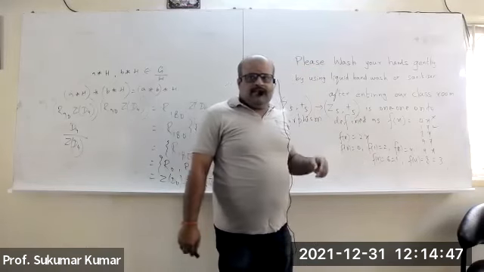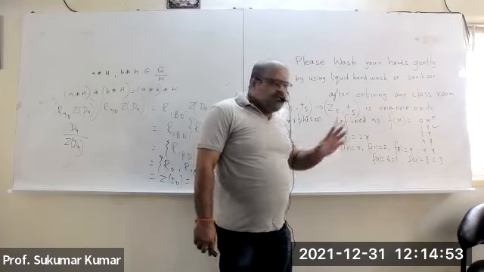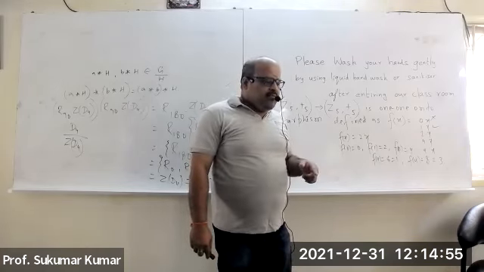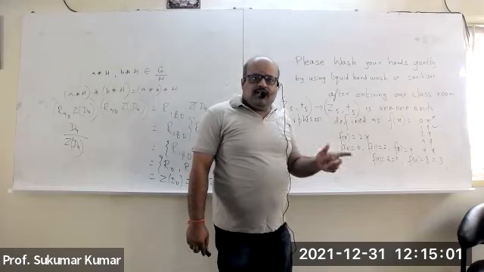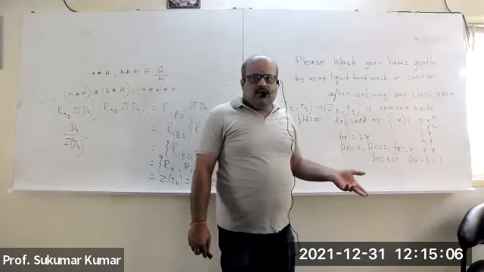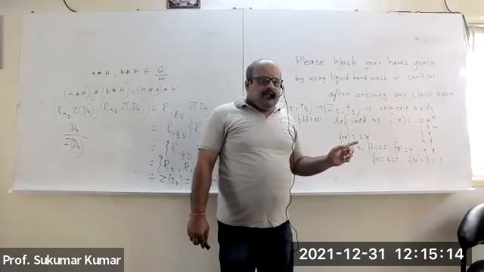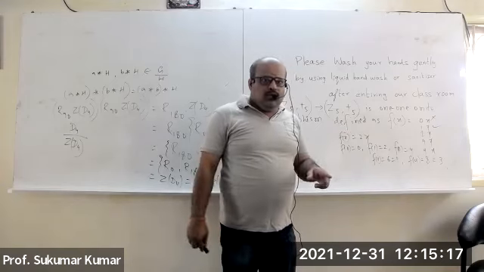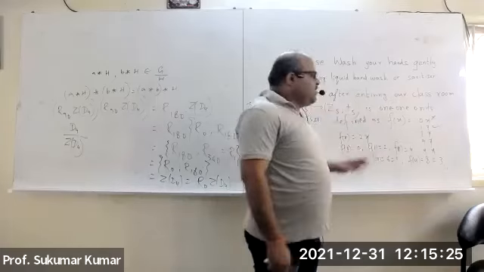Next you go to 3x. 0 means 0, 1 means 3, 2 means 6, which is 1, 3 means 9, which is 4, 4 means 12, which is 2. No repetition, so this is also one-one onto. 4x, you try. 0 means 0, 1 means 4, 2 means 8, which is 3, 3 means 12, which is 2, 4 means 16, which is 1. So all are one-one onto.